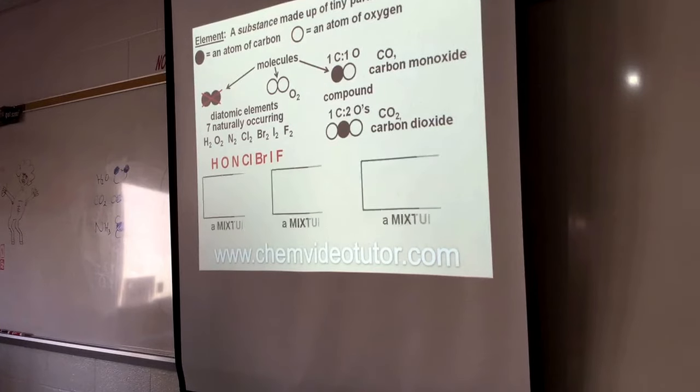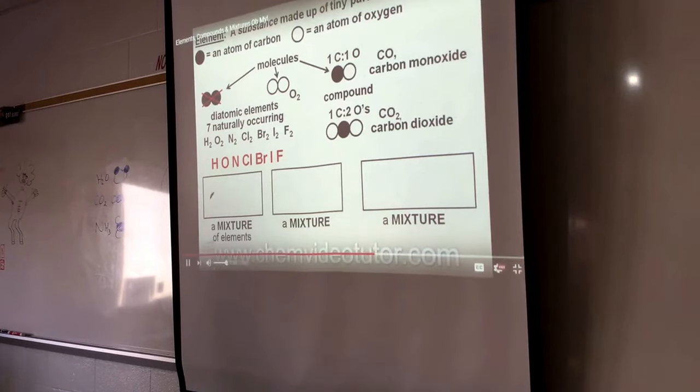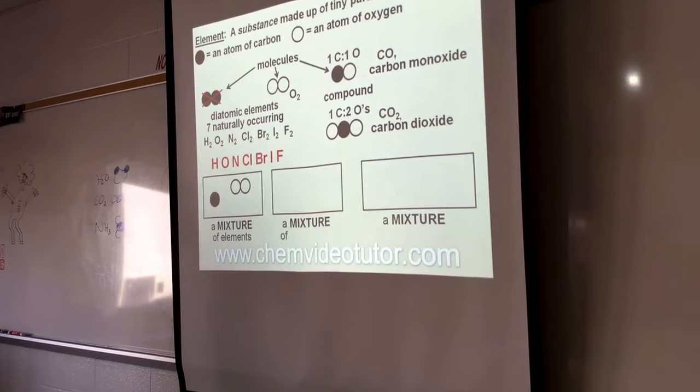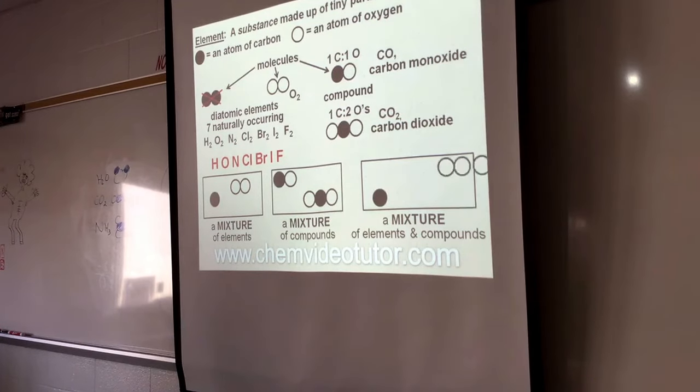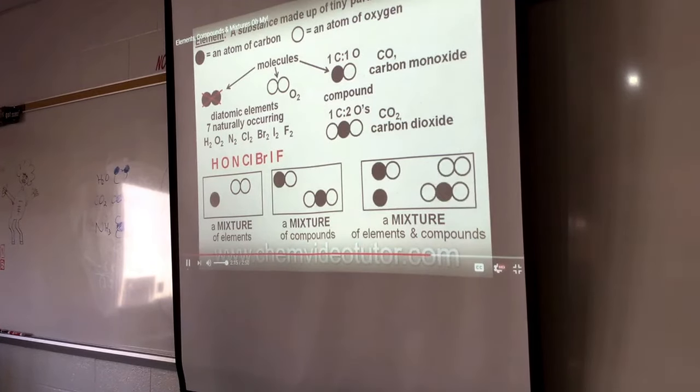And now for the mixtures. You can have a mixture of elements such as carbon and oxygen in the same container but not touching each other, making them physically combined. Or a mixture of compounds such as carbon monoxide and carbon dioxide physically combined in the same container. And finally, there could be a mixture of elements and compounds such as carbon, oxygen, carbon monoxide, carbon dioxide, all in the same container, not touching, physically combined. The key is not touching.